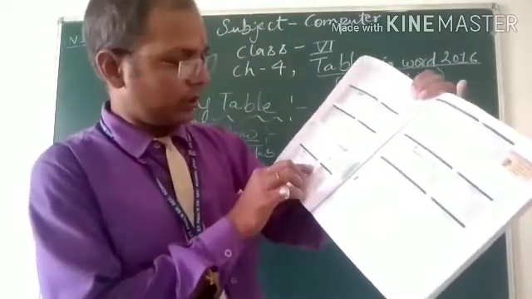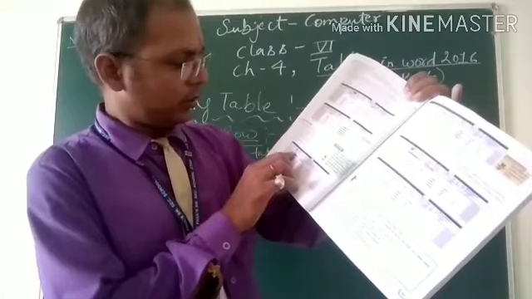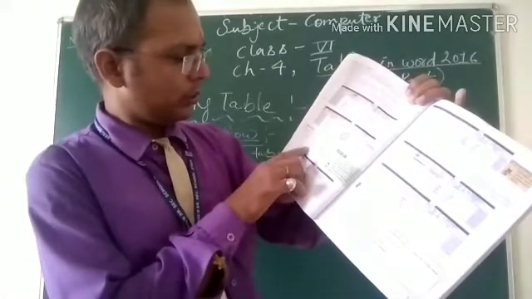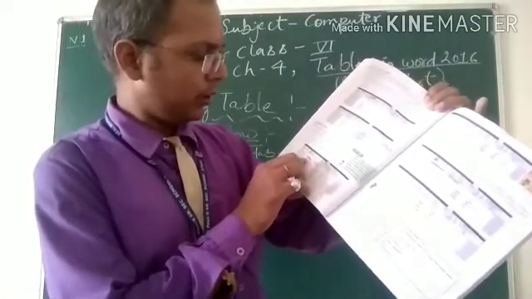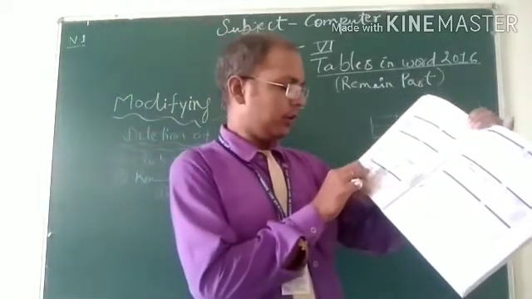So from the layout tab, go to the delete option, in the row and column group, the delete drop down, and the delete row option, and delete the row.